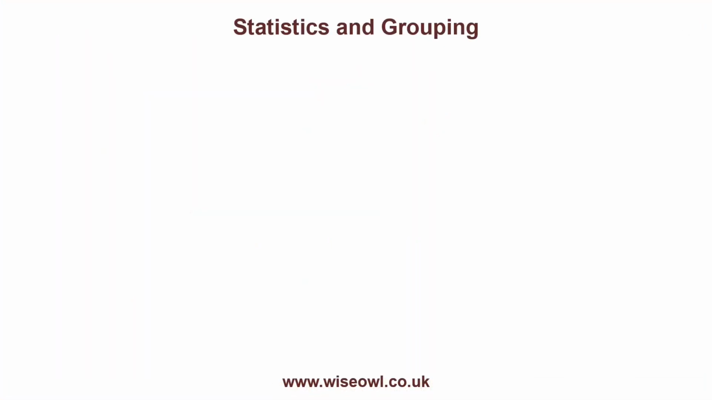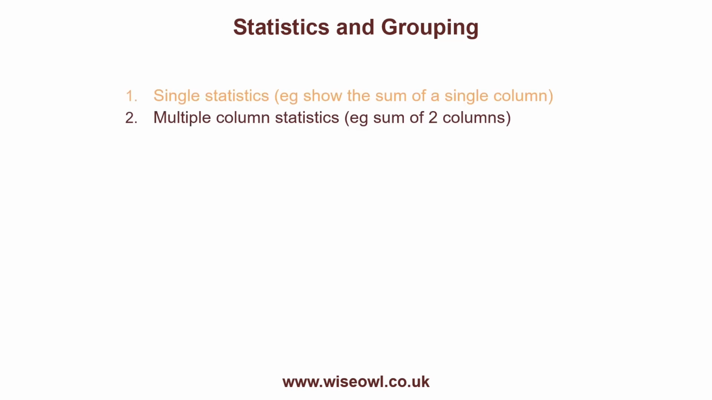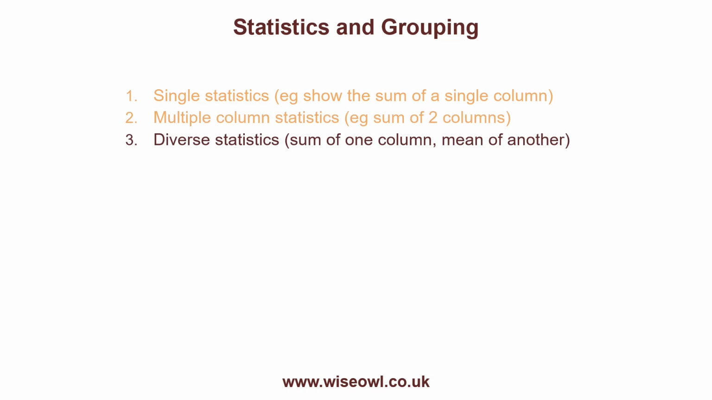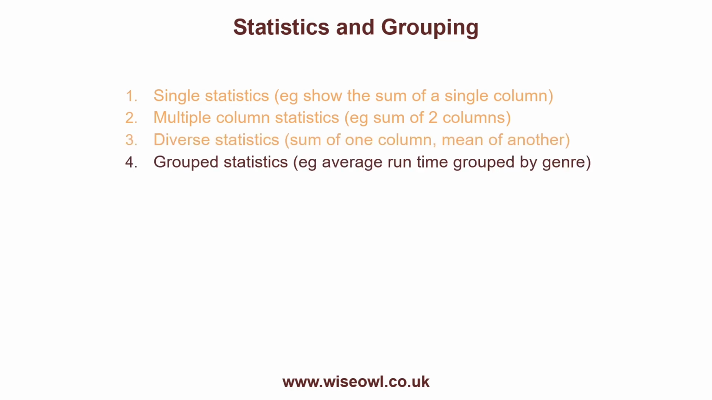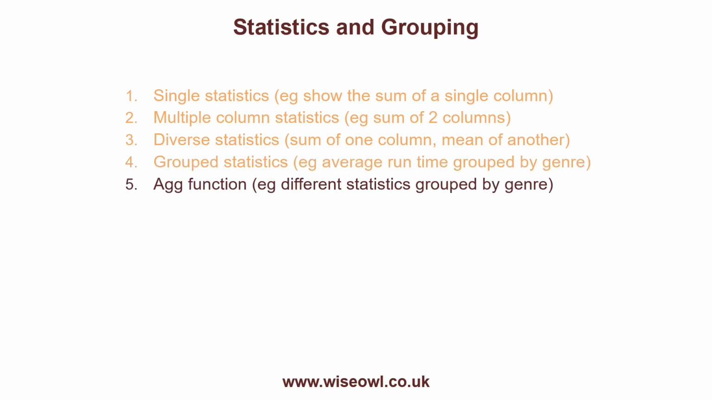What we're going to do now is the all-important topic of statistics and grouping to get information from a data frame. So we're going to look at 5 things in ascending order of complication. We're going to begin with just displaying single statistics, like the average runtime, for example. We'll look at displaying multiple column statistics based on more than one column at the same time. Then we'll look at diverse statistics, I've called it. So you might display the sum of one column but the mean of another. Then we'll look at grouped statistics, so for example, showing the average runtime by genre. And then we'll look at the agg function, which allows you to show different statistics grouped by genre.